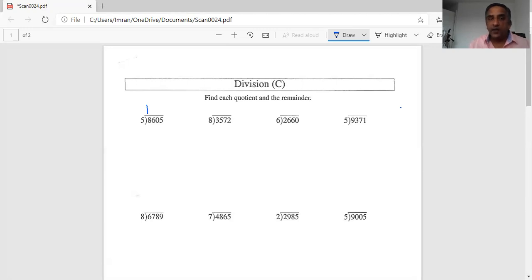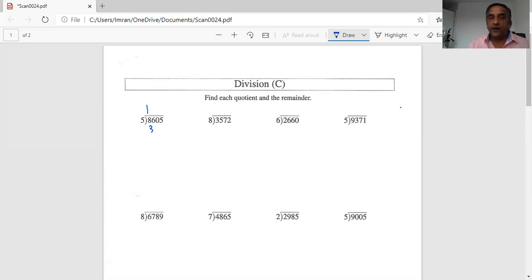So take away 5 from 8. What we get? We get 3. So now the next number is not 6, it will be 36, so we join this one with this. So it's 36. Now we have to find how many 5's can go into 36. We have to divide 36 by 5. So how many 5's can go into 36 or less than 36?